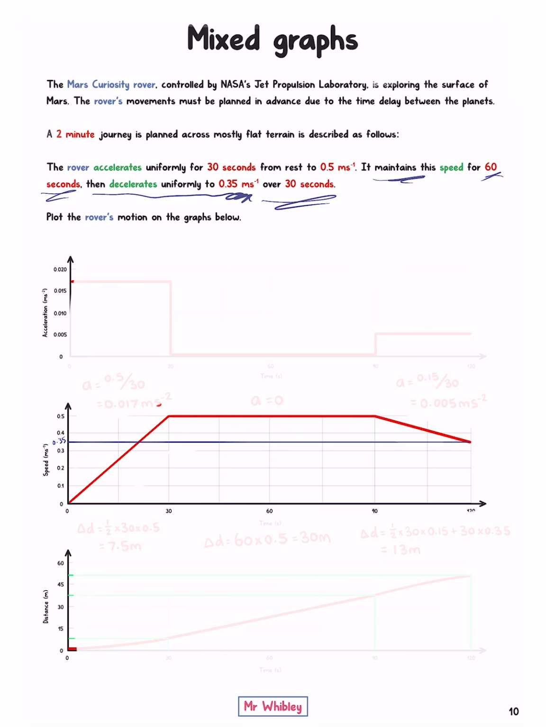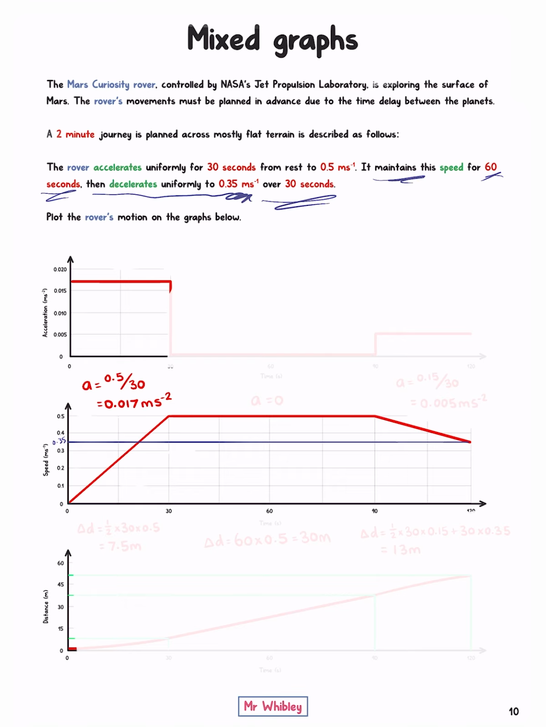Next, I'm going to figure out our acceleration time graph. We know that in our first 30 seconds, we can calculate our acceleration as our change in speed, 0.5, divided by our time, 30 seconds. This gives us 0.017 meters per second squared, which the rover maintains for 30 seconds.